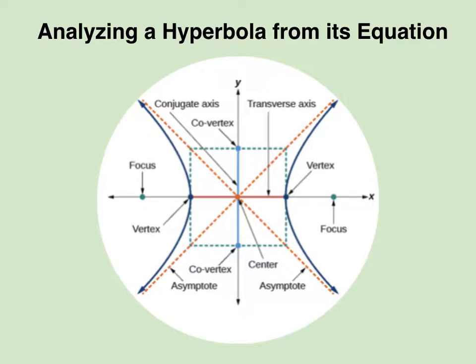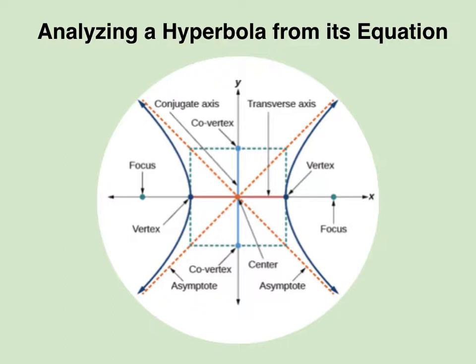We can see which axis is called the transverse axis. We can identify the center of the hyperbola. There will be vertices that the graph goes through. There will be co-vertices, which help us identify this box through which diagonals can be drawn.